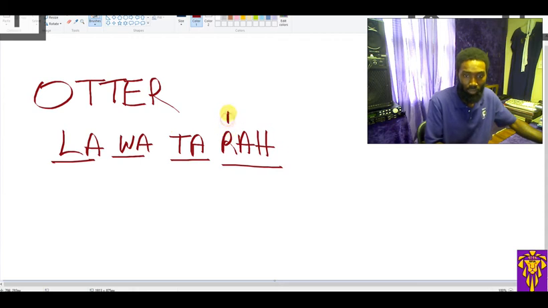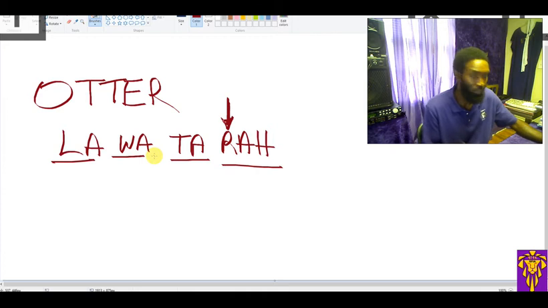Remember that R? Remember that R right there? Remember to roll that. Not la wa ta ra, but la wa ta ra. Roll the R. Remember the R. Roll the R. And that's how you would say otter in Hebrew.